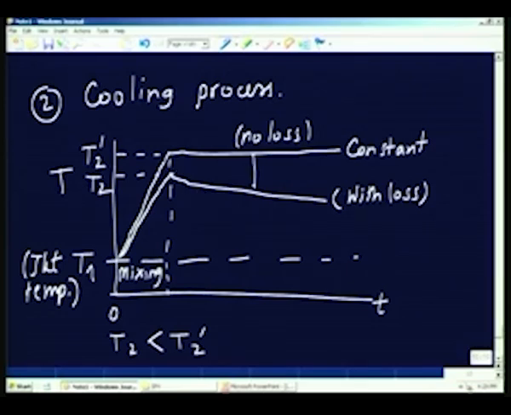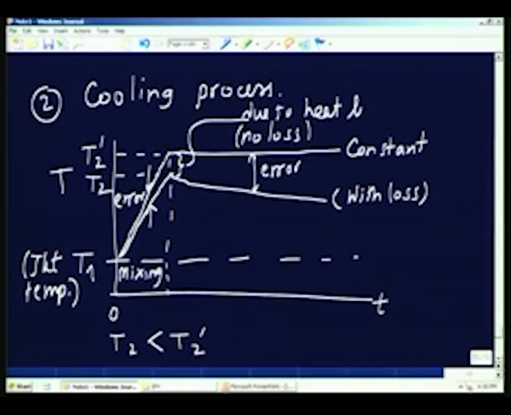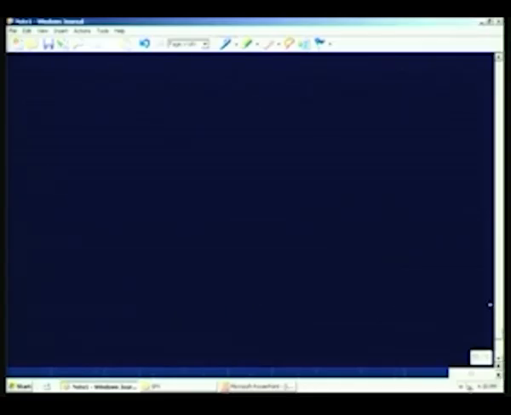So, if you look at this, this is the error. Similarly, here, this is the error. So, if I want to calculate the specific heat accurately, I must account for this error and make it up. That means that I have to add this, which is due to heat loss. So, how am I going to account for it? Let us write the appropriate equation and it will become clear as to what is going on.